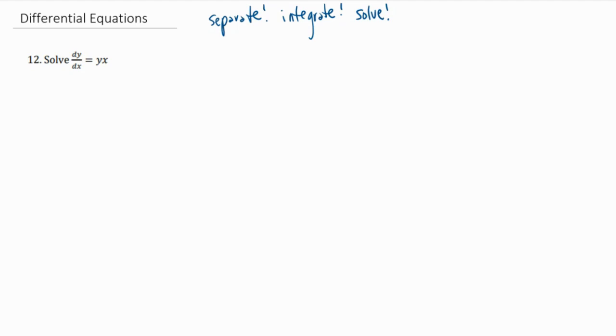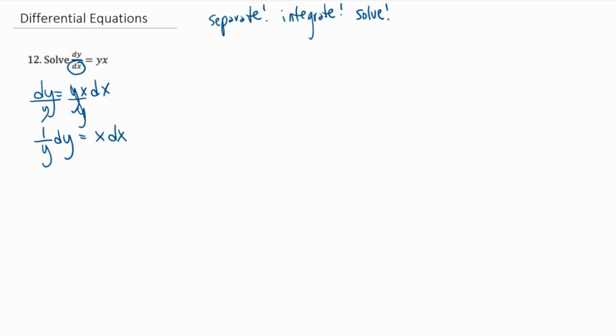So when I say separate, what I mean is I have a dy, I have a dx, and I have a y and an x. We're going to separate those so they are on different sides. Okay, so we want our y's to be on the left and we want our x's to be on the right. And you're always going to multiply the denominator to the right hand side. So we have dy is equal to yx dx. Okay, and then we can divide by y, and we get 1 over y dy is equal to x dx.